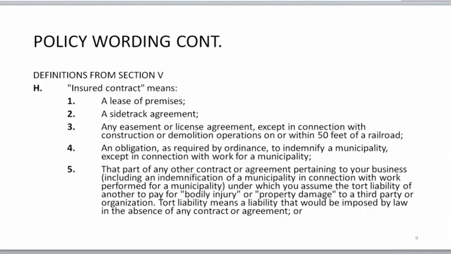Then we have to go back to Section 5 of the business auto policy for the definition of insured contract. The definition of insured contract contains the 3 miscellaneous: leases of premises, sidetrack agreement, easements or license agreement except in connection with construction or demolition operation or within 50 feet of a railroad. That's railroad protective. An obligation as required by ordinance to indemnify a municipality except in connection with work for a municipality. Then we have 5.